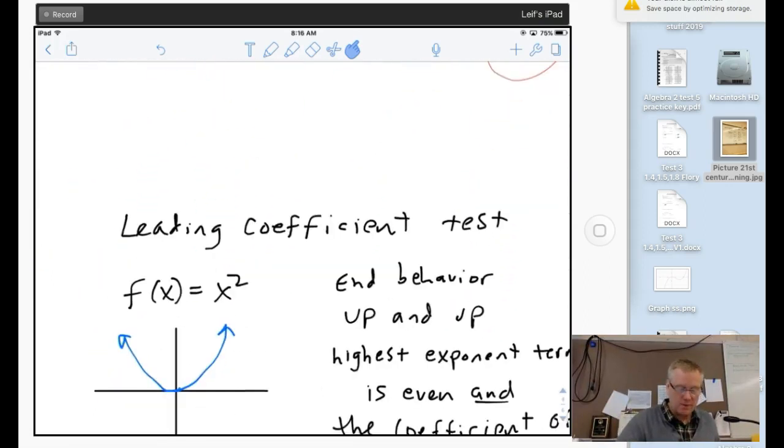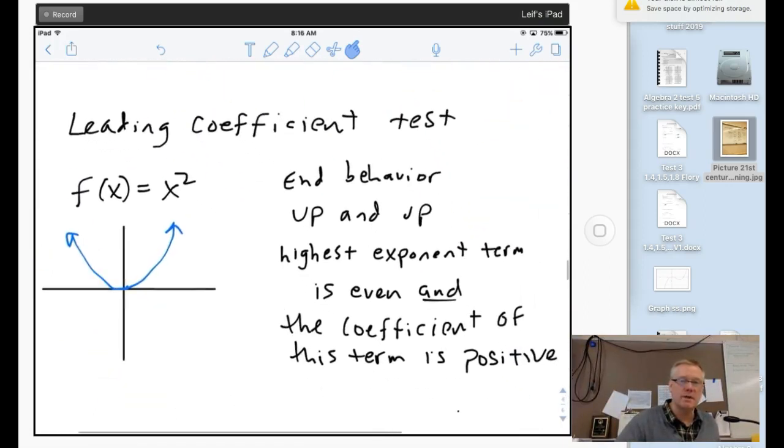All right, next, I'm going to show you guys a couple things. Write these down, please. Leading coefficient test. This has to do with two things. End behavior, what's going on with the graph? Is it going up and up? Remember, we look at the left side first and the right side second.